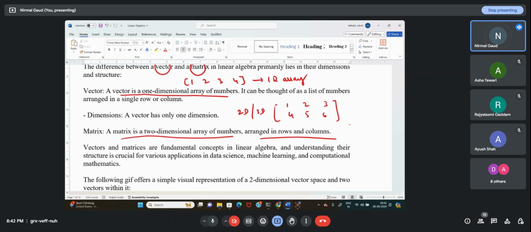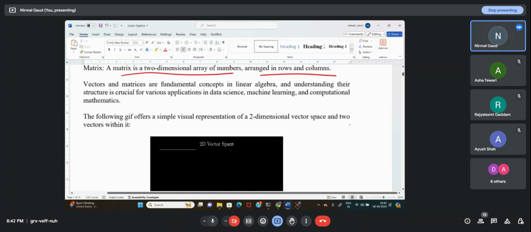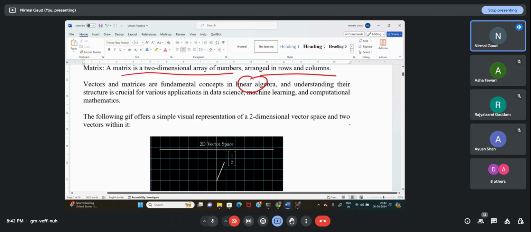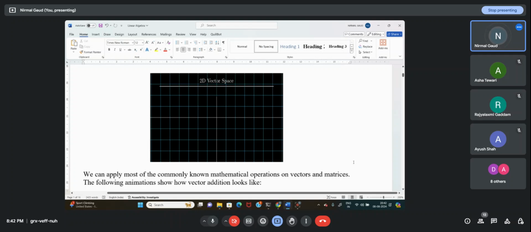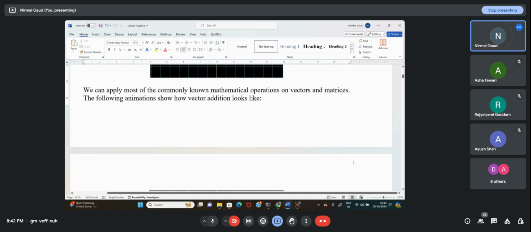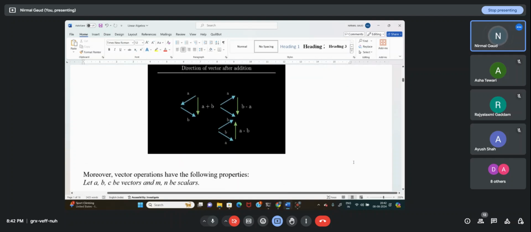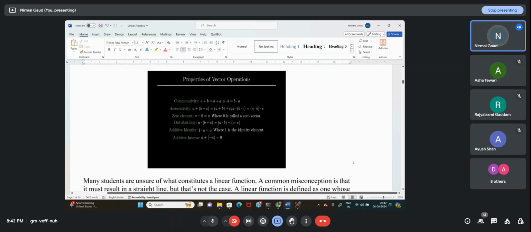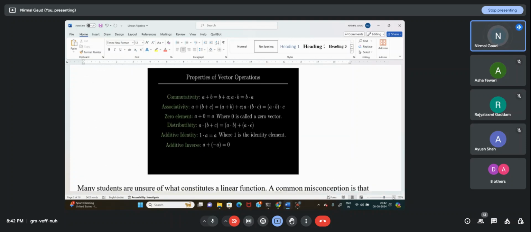Okay, and both vectors and matrices are used in linear algebra. They have various applications in data science, machine learning, and computational mathematics. Very important. And in yesterday's class, I showed you this vector space and how you can locate a point here by using vectors, how you can perform addition, how you can perform subtraction, and the direction of a vector. We have already studied the properties also, in the previous class.